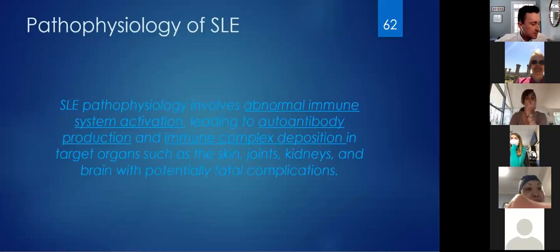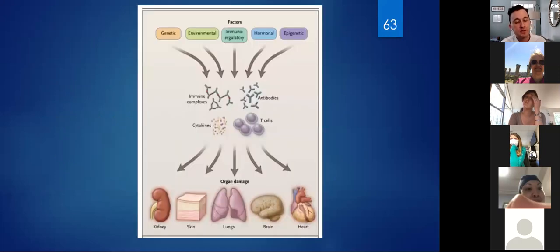So to summarize it in a statement, a good way to look at it would be: lupus pathophysiology involves abnormal immune system activation, okay, so it's being activated when it shouldn't be, leading to autoantibody production. We're making antibodies against our own body, and immune complex deposition, which ultimately can target any organ, okay?